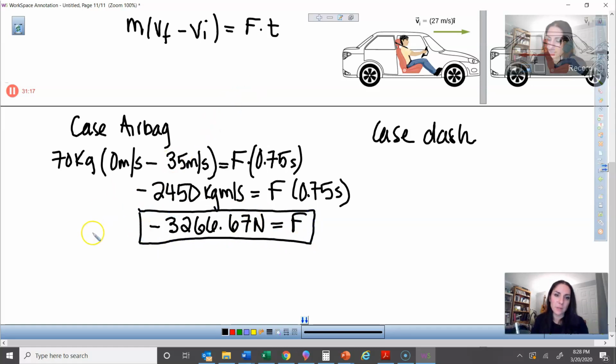So you experience a lot of force here. And notice the negative just means the force is opposite your motion. So naturally, for something to stop, it's going to go in the other direction. So that's what that negative means.